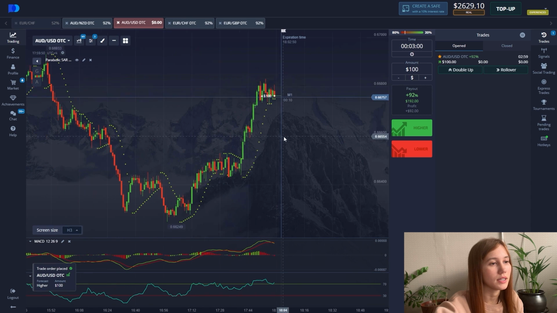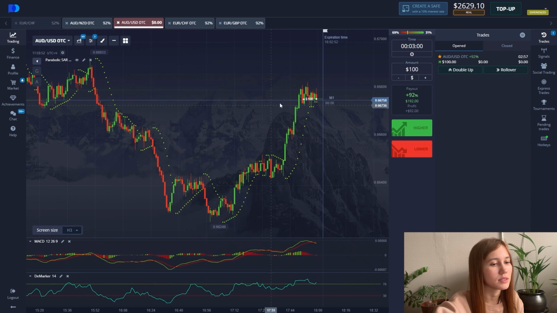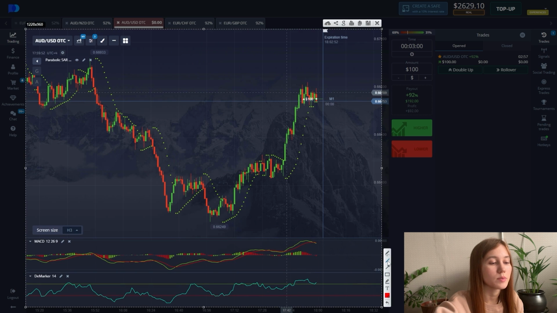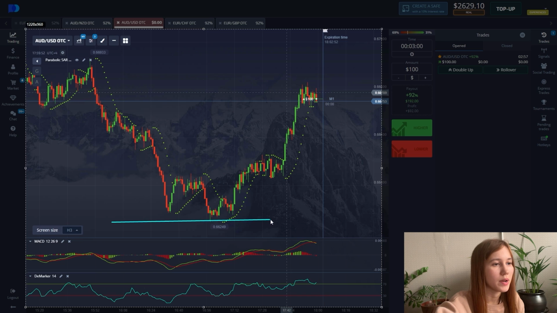And let's do a little technical analysis because the analysis gives us an understanding of where the price will move. Let's choose another color. So we have an uptrend situation. The global movement was downward, the price pushed up.